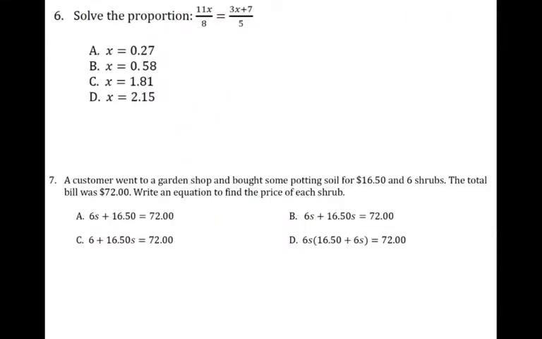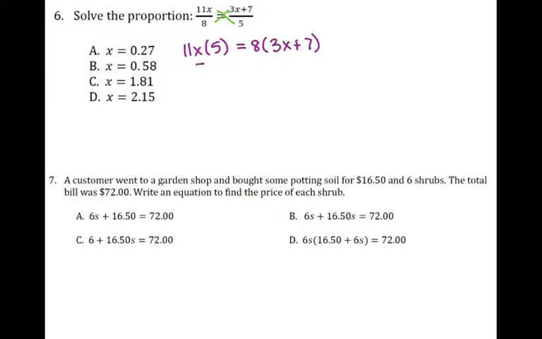Number 6. So number 6, I have a proportion. Anytime I have a proportion, you need to cross multiply. So I'm going to start by multiplying 11x times 5, and I'm going to set that equal to 8 times 3x plus 7. Once again, we have multiplication and distribution happening. So I'm going to go ahead and multiply.